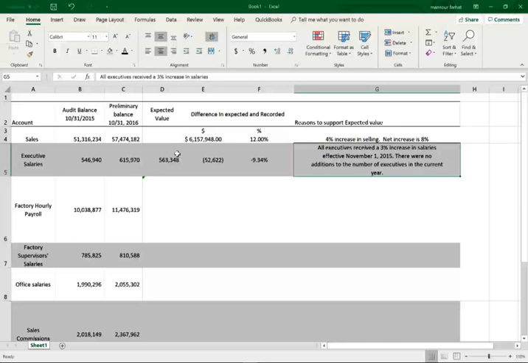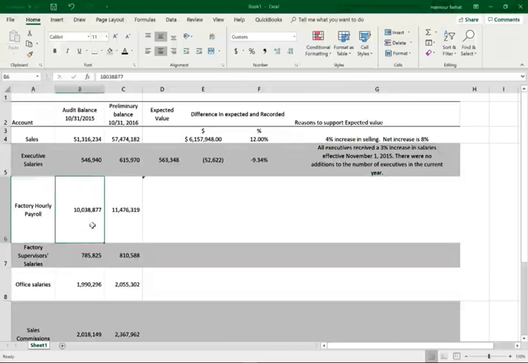Okay? Factory hourly payroll, the audited balance last year, $10,038,877. They're giving me a balance of $11,476,000. Now I'm going to try to predict the expected value of the balance. What should be the expected value?